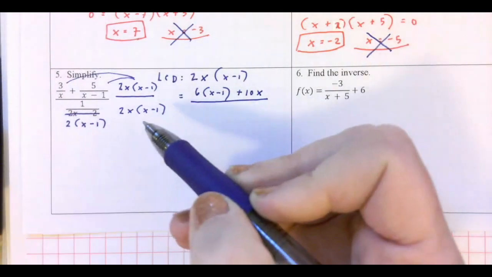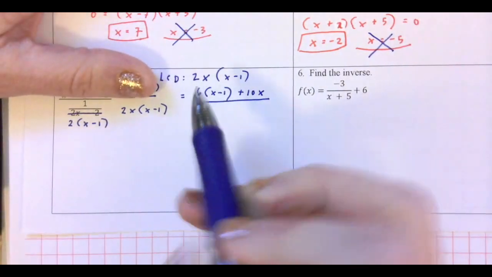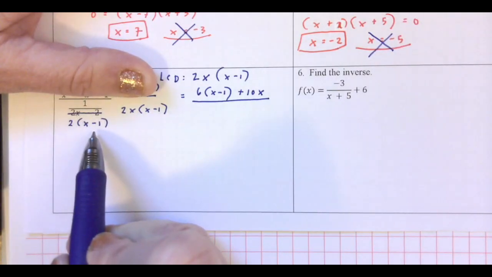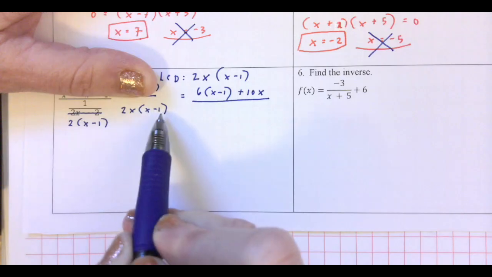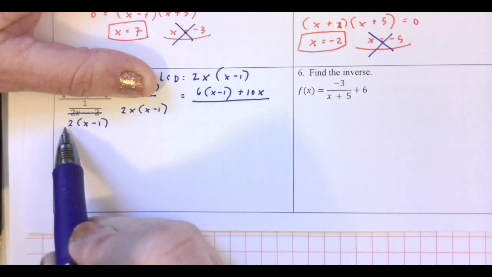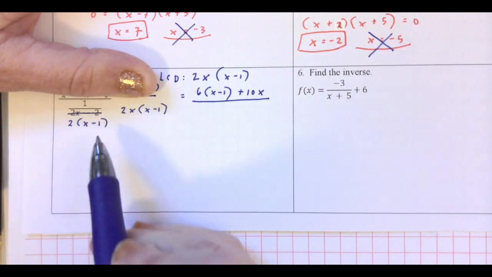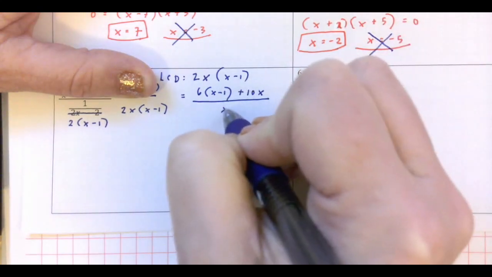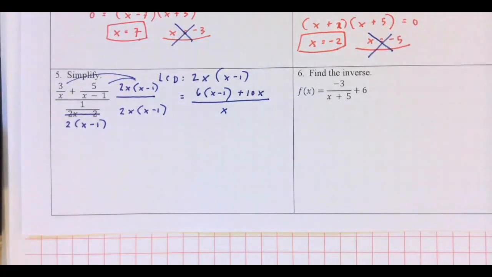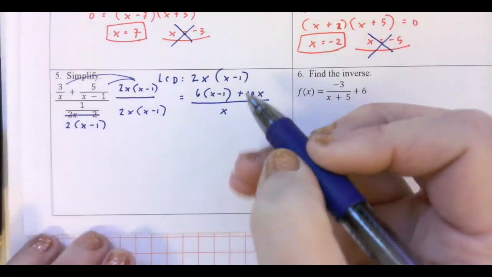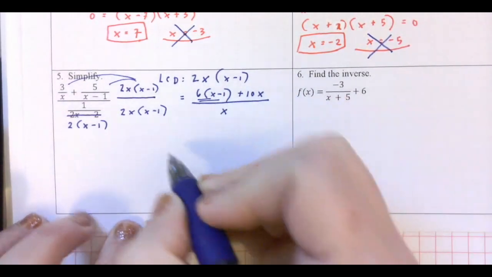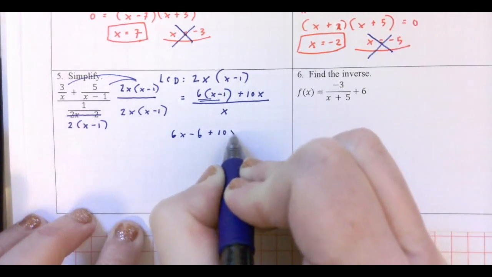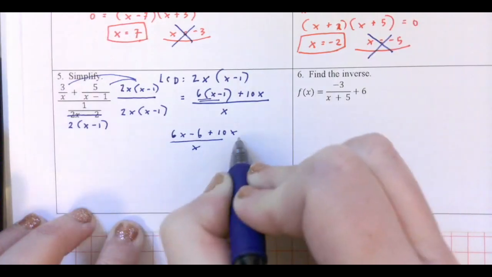Now on the bottom, let me block this out of view for a moment. Here I'm multiplying 1 over 2 times x minus 1 times 2x times x minus 1. So here the 2's will cancel away, the x minus 1's will cancel away, and I'm really just left with x. So there we go. Now I just have to resolve that. I have to distribute that 6, so I have 6x minus 6 plus 10x over x.